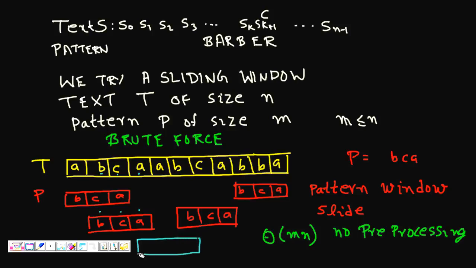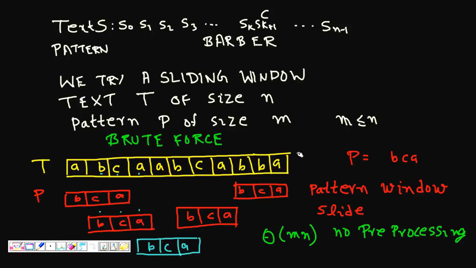So it will come here, BCA. B is not equal to A, so this will not match. Again, let's see if we move further 2 shifts. BCA is matching. In the last final shift, BCA is not matching. So we got 2 shifts which are matching. So this is the method.